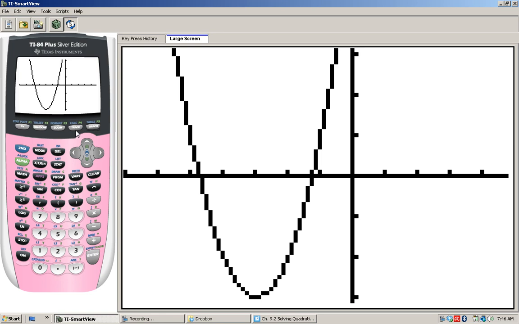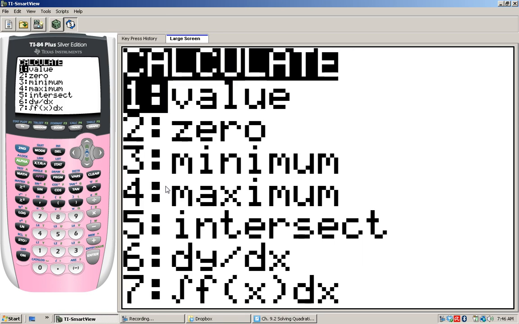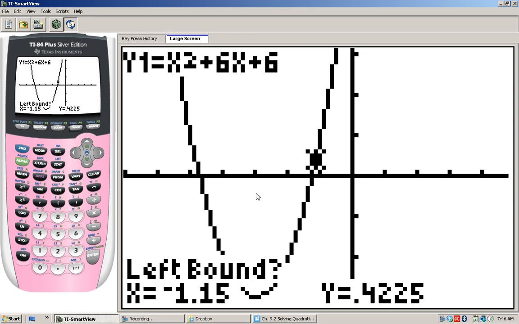There are a number of ways to do this. You can approximate it by tracing the graph, but we're going to use the calculate function. If we look above the trace, there's a blue CALC word, which is there for calculate. To get to the blue, we need to click the button that is also blue. So we click second, and then the trace button, and that gives us the calculate menu. We're looking for the 0 of the function, so we press number 2. And then it's going to ask us some questions.